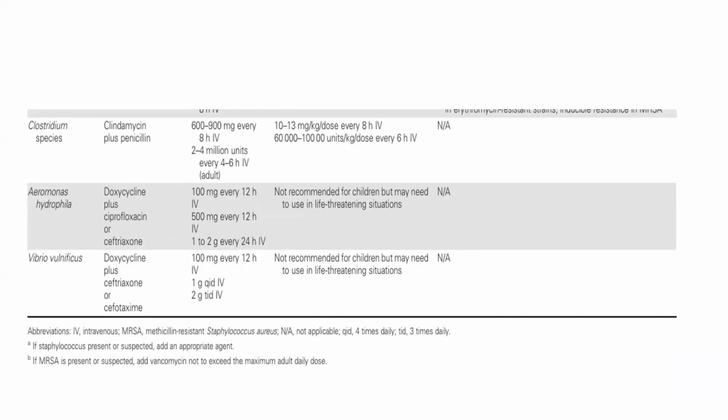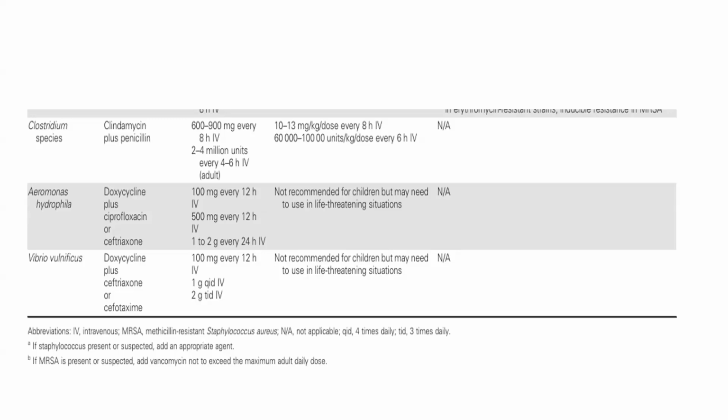Then Aeromonas hydrophila can be treated with the help of doxycycline plus ciprofloxacin or ceftriaxone. So doxycycline we can use in the dose of 100 mg every 12 hourly, ciprofloxacin 500 mg every 12 hourly, or ceftriaxone 1 to 2 gram every 24 hours.